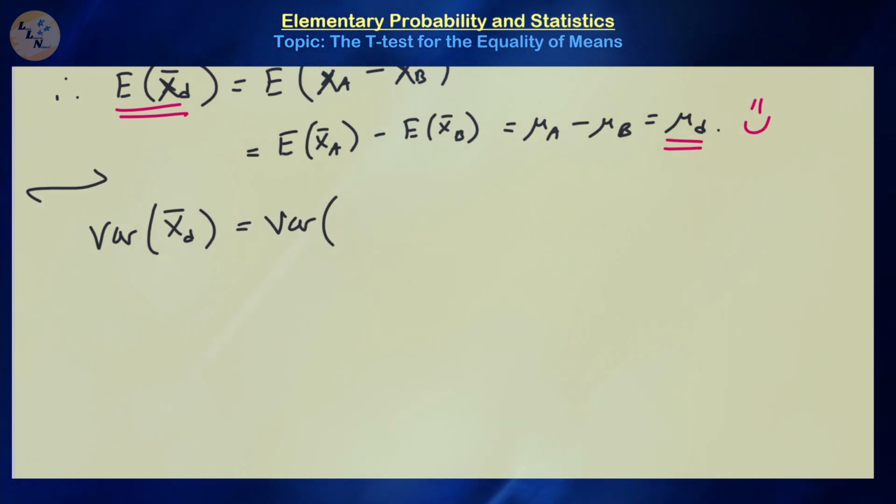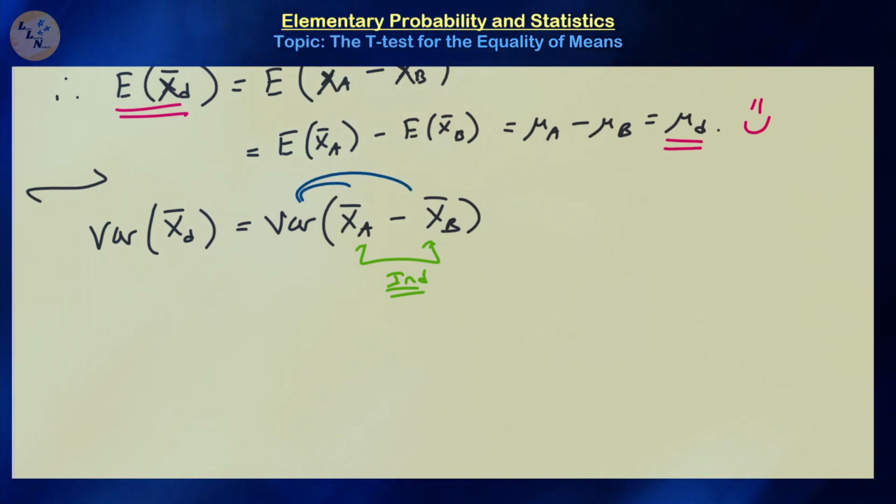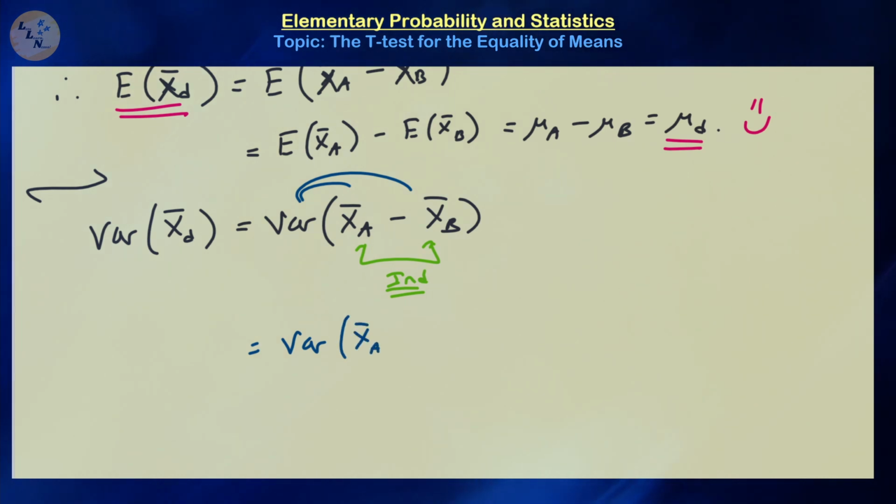So that's going to be equal to the variance of x bar a minus x bar b. And let's assume that these two are independent samples. If they're independent, we can ignore the covariance term and distribute this variance over this difference. That's going to give us the variance of x bar a. Keep in mind that's going to change to a plus, variance of x bar b.